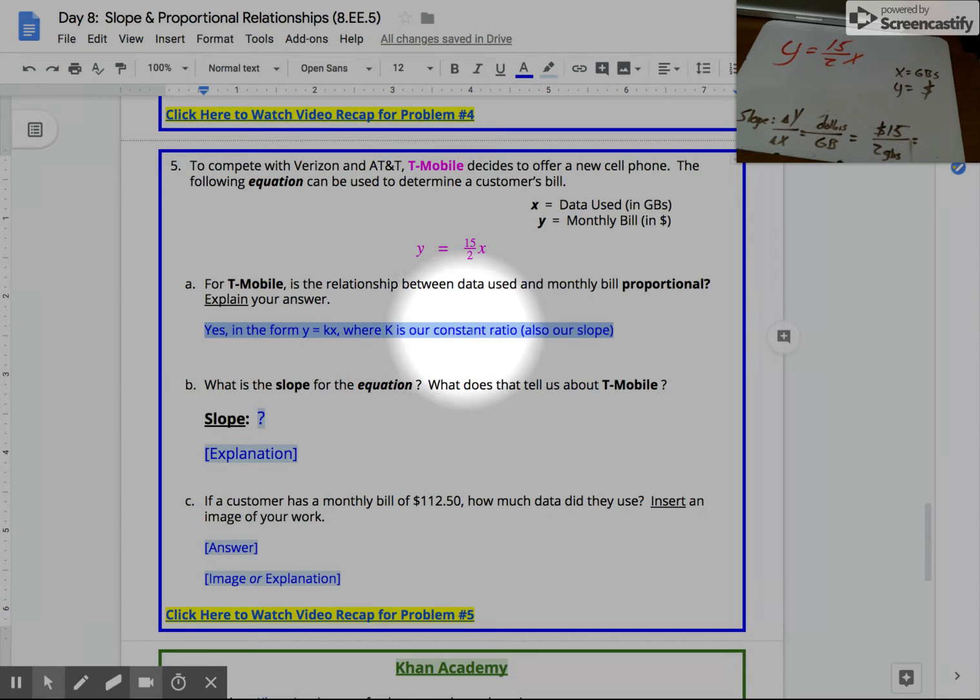K is our constant ratio, or the slope that we start to find on the graph or the table or in the equation that multiplies with X every time. So they ask us what is the slope for the equation. Well, we should already know that's 15 over 2 because that's the coefficient of X, the constant number that's multiplied with X. What does it tell us about this?